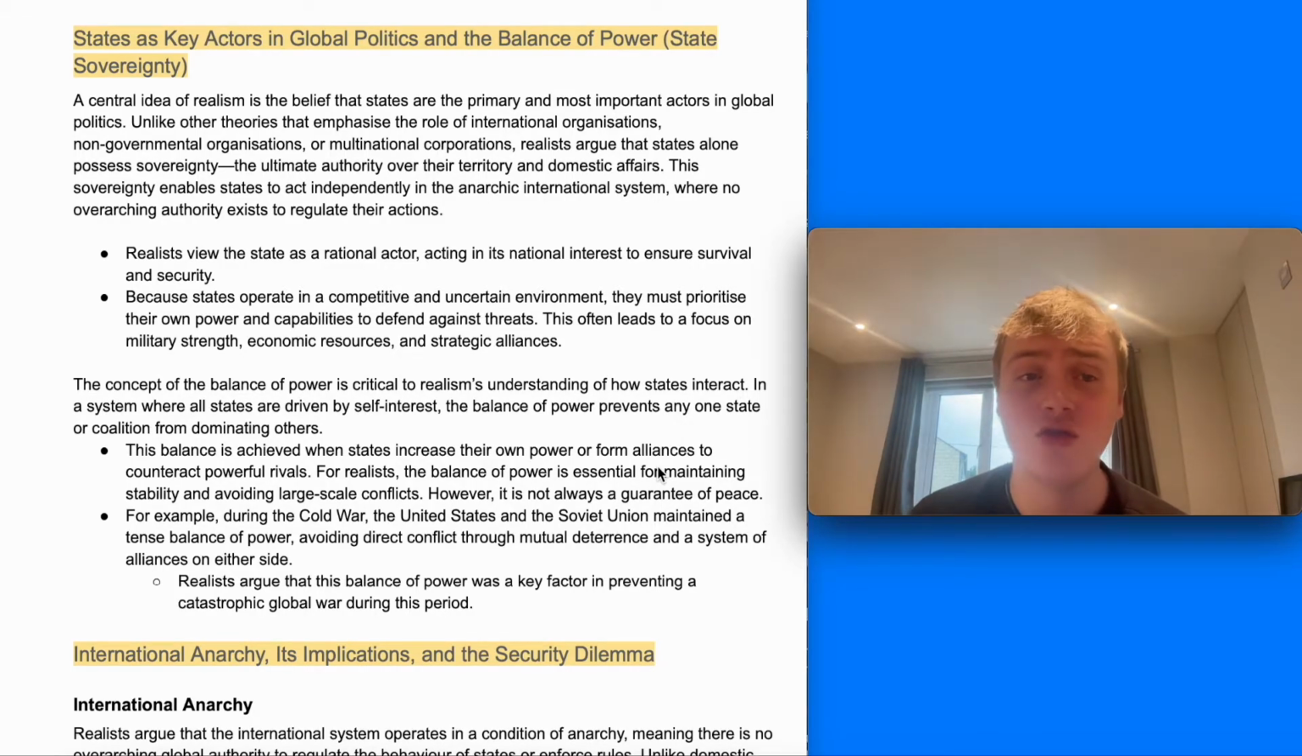This sovereignty enables states to act independently in the anarchic international system, where no overarching authority exists to regulate their actions. Realists view the state not only as the most important actor, they also see them as a rational actor, acting in national interest to ensure survival and security. Within the anarchic system, when there's no overarching authority, maximising your power is seen as rational. Because states operate in a competitive and uncertain environment, they must prioritise their own power and capabilities to defend against threats. They focus on maximising their military strength, economic power, and forming strategic alliances with other states. So states are the most important actor, and they're really focused on protecting themselves in the international system.